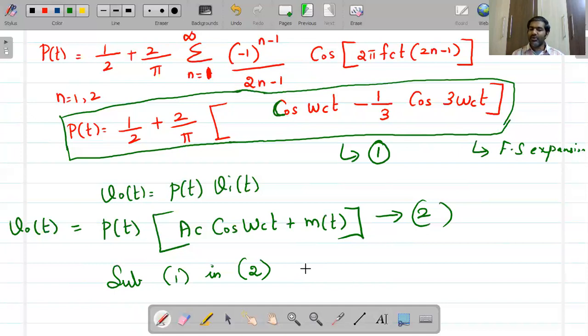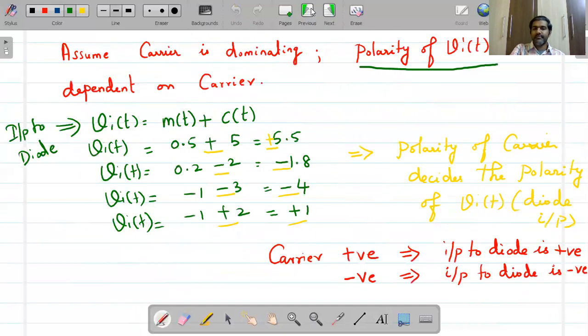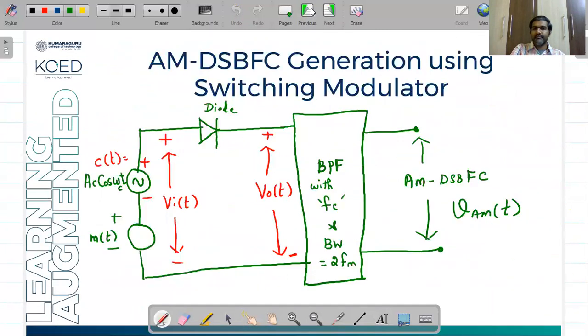And you know, this V naught of t is given as an input to your band pass filter. The band pass filter is designed in such a way that it will allow only fc, fc plus fm and fc minus fm, because the bandwidth is 2fm.